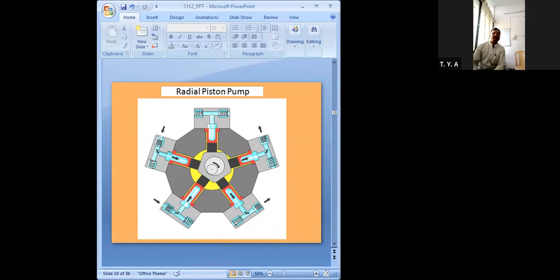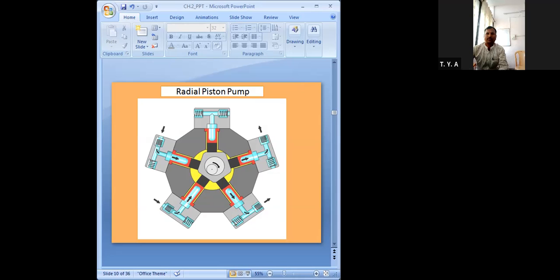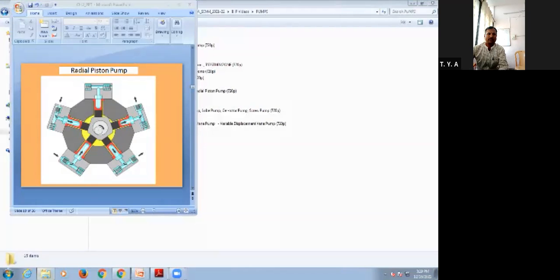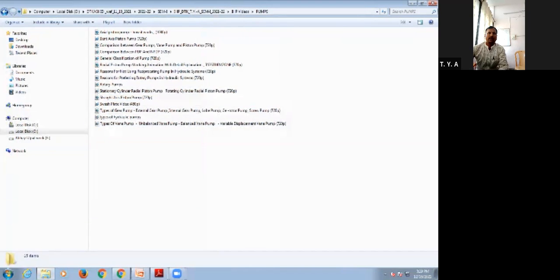Now one small video I'll show about this radial piston pump. Then we'll continue about this point. Okay, just wait.